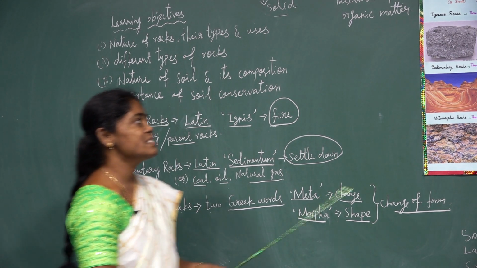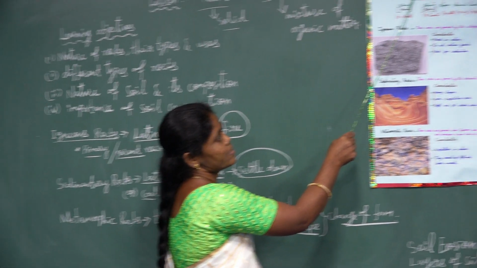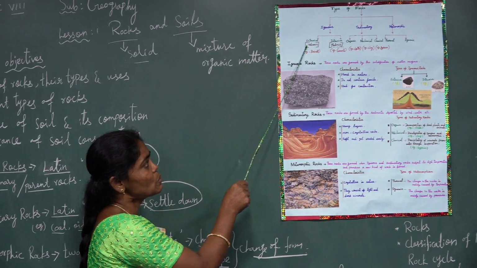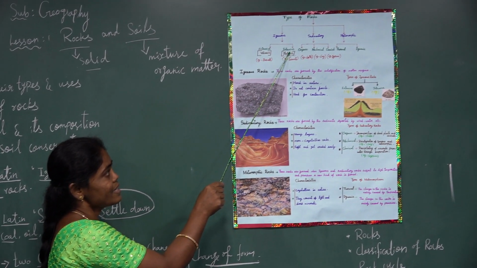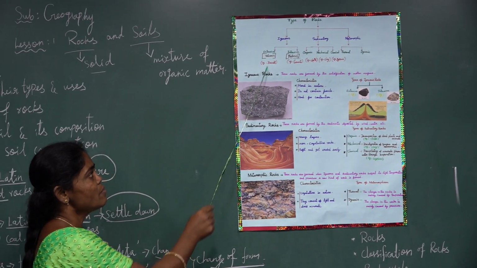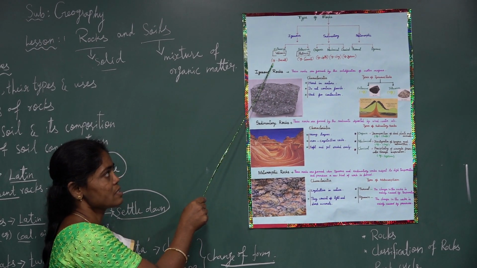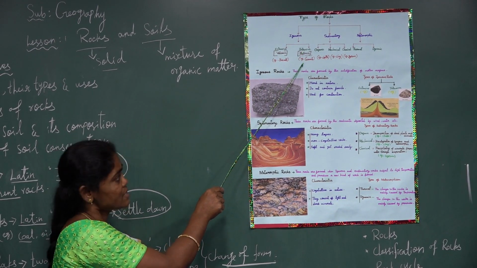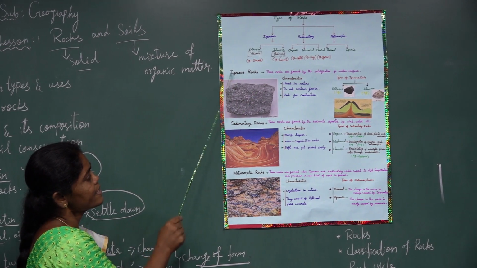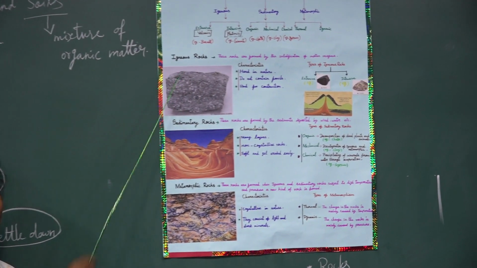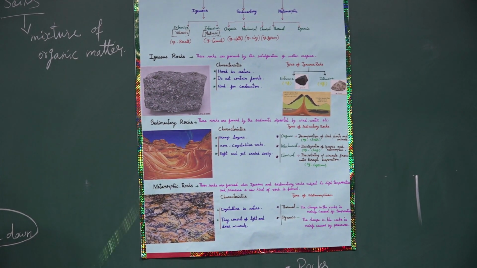So elaborately we will see that igneous rock is divided into extrusive rock and intrusive rock. Example for extrusive rock, basalt. Intrusive rock, granite. See here the igneous rocks. How are the igneous rocks formed? See the picture.